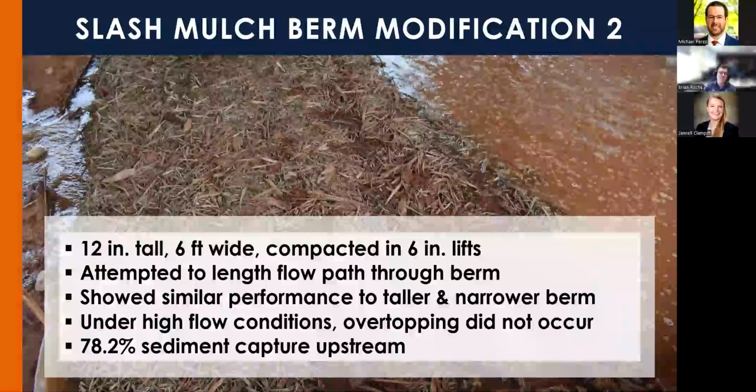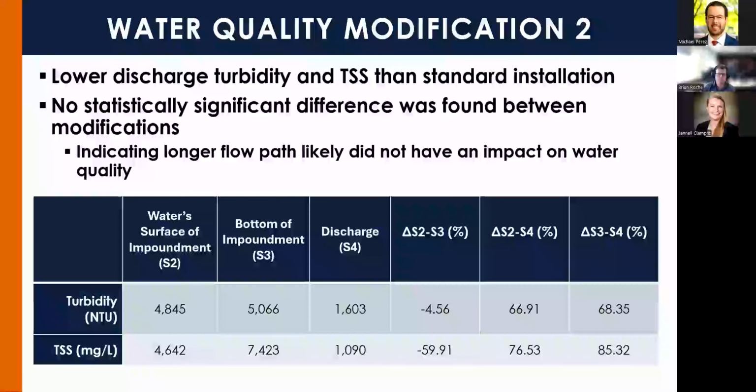So this modification did slightly increase sediment capture upstream, only up to 78.2% though, and had very similar overall sediment capture to our other installations. We did see lower discharge turbidity compared to that standard installation. We also did not see a statistically significant difference between the discharge water quality in our first modification, that narrow one, compared to the longer one, indicating that the longer flow paths likely did not have an impact on water quality.